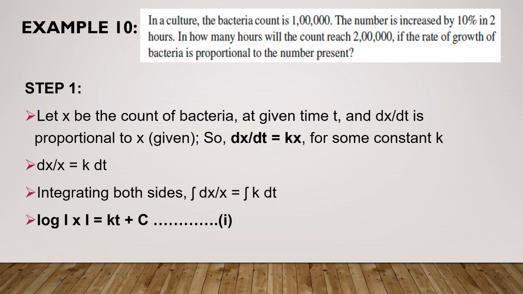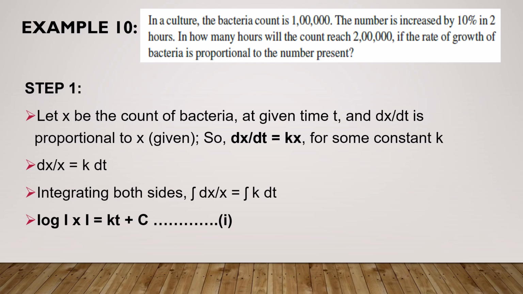Next, a different type of example. In a culture, the bacteria count is found to be 1 lakh. The number is increased by 10% in 2 hours. In how many hours will the count reach 2 lakh if the rate of growth of bacteria is proportional to the number present? Now, first of all, let us evaluate the information which is given to us.